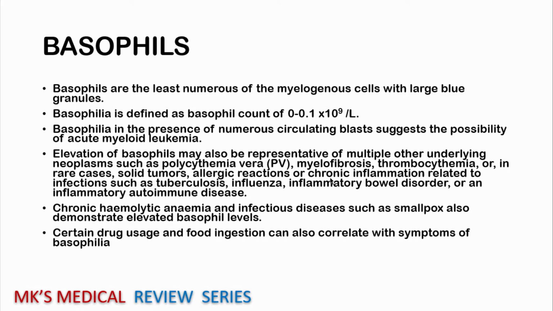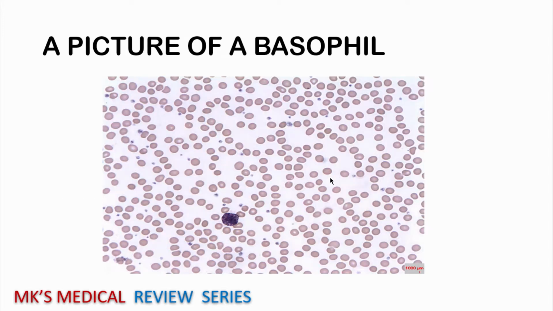thrombocythemia rather, and also in other rare cases such as solid tumors, allergic reactions, chronic inflammation related to infections such as tuberculosis, influenza, inflammatory bowel disorders, or even inflammatory autoimmune disorders. You may also get chronic hemolytic anemia and infectious diseases such as smallpox also are going to be causing an elevation in the basophil count. Certain drugs and even food ingestion may also be correlated to an increase in the basophil count. Here's a rare picture of a basophil. So this right here is a basophil.